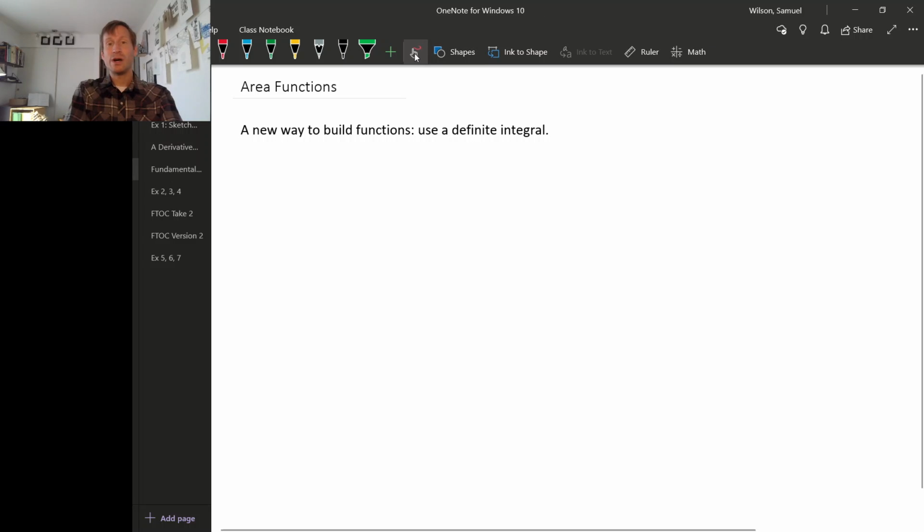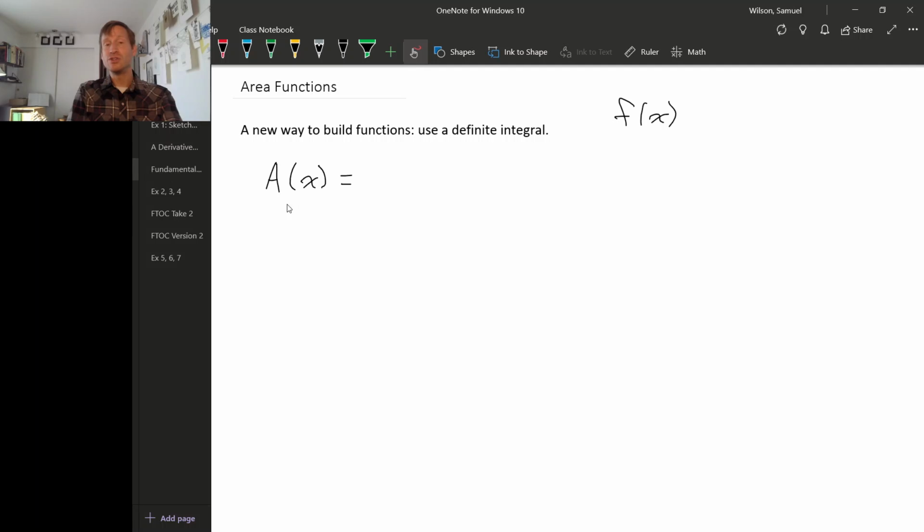One new ability that the definite integral gives us is a new way to build a function, and that's to let the input of our function be one of the bounds of the definite integral, like this. So we're going to suppose we start with an existing function called f of x, and we're going to build a new function that I'm going to call A, because we're going to call this an area function, and it's the definite integral from some fixed spot to x of f.